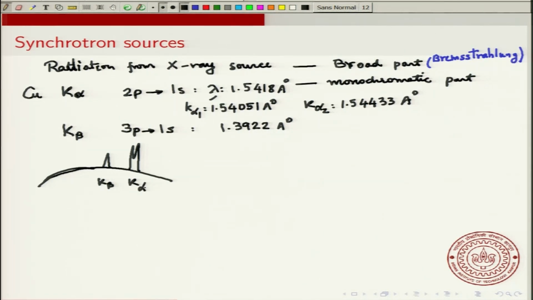Now, if you want only K alpha radiation, then you use a filter, which will absorb a lot of the radiation except for the K alpha radiation. One useful filter is nickel. This is the absorption spectrum of nickel. It will absorb all the light except those in the K alpha region.